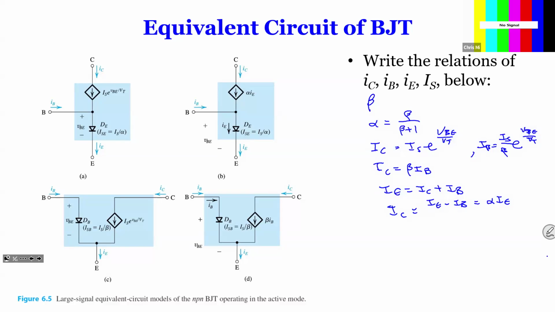Do you guys have any questions on the equivalent circuit? The equivalent circuit is basically just a mathematical representation of a BJT, but including a little bit of physics because there's a diode, right? So that's why you see there's a diode.